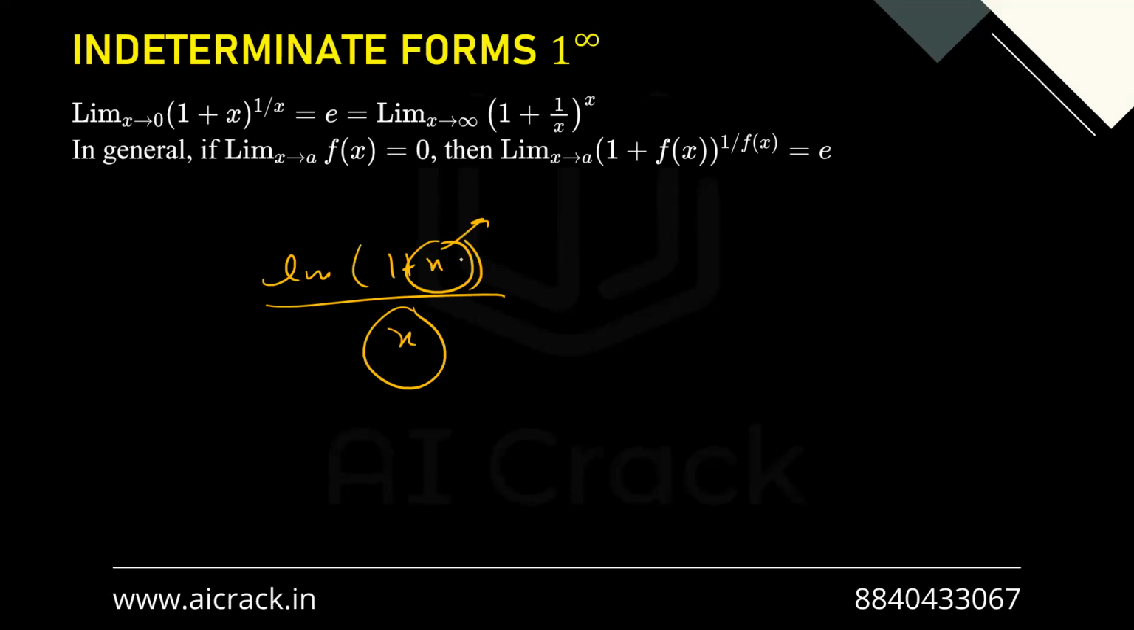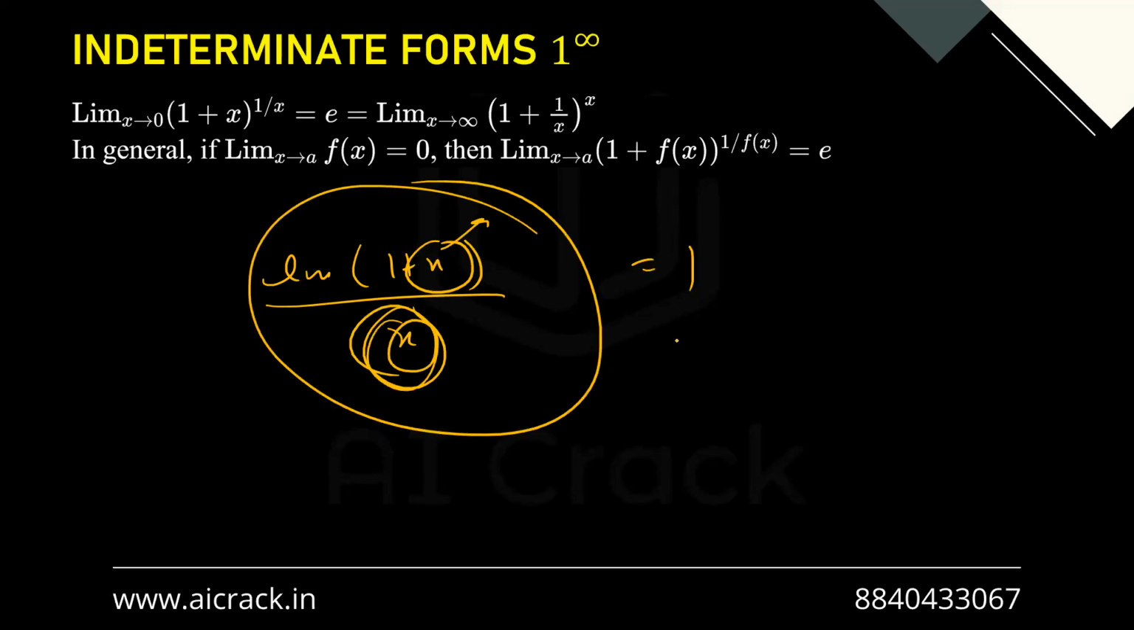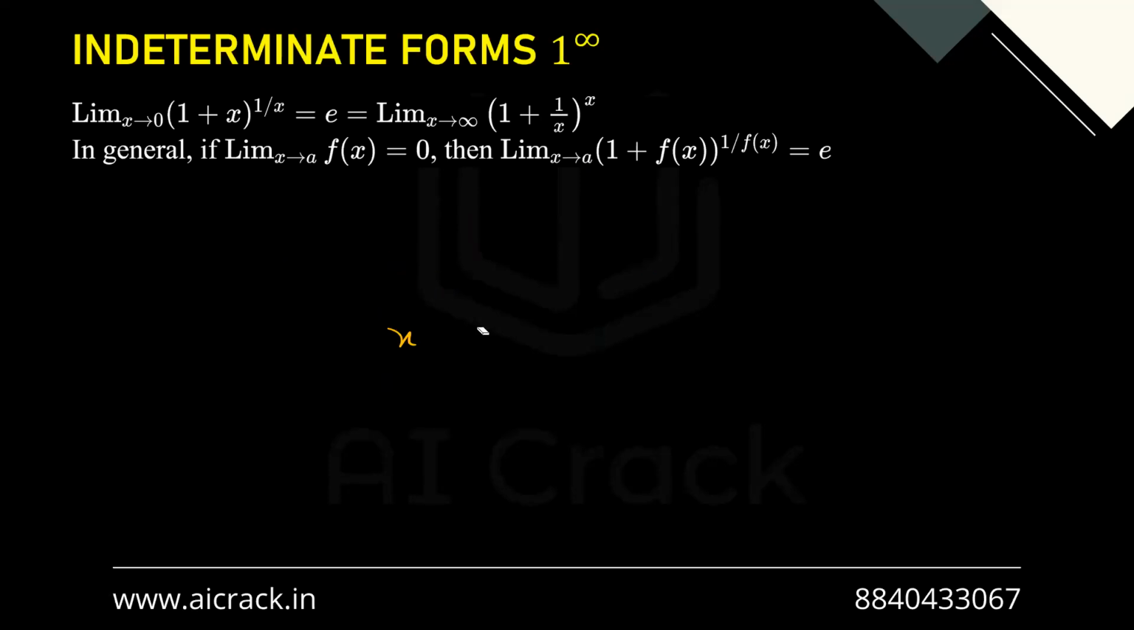Anything which goes to 0, as long as it is present over here and here, this result would yield 1 as the answer, right? Similarly over here, as long as we have (1 + f(x))^(1/f(x)), and f(x) approaches 0 when x is approaching a, in that case, this result would yield e. Now let's see how this comes out to be e.